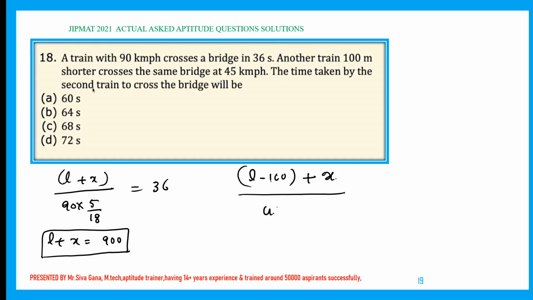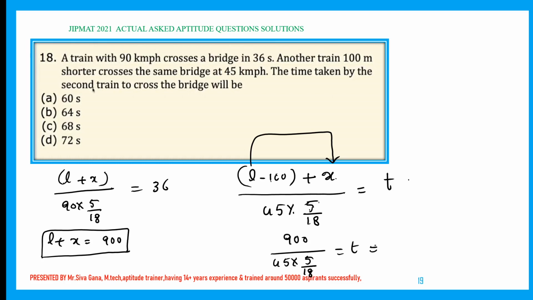Moving speed is 45, converting into meter per second. This can be done in how many seconds? That is what we need to calculate. Time, right? So L plus X can be replaced as 900 divided by 45 into 5 divided by 18. Nothing but the time taken, which comes up to be 64 seconds. The train crosses in 64 seconds.